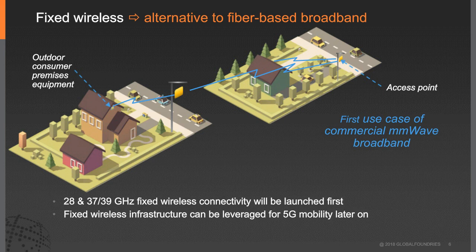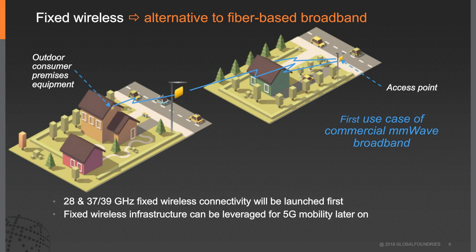As you can see in the figure, there are access points which provide fixed wireless connectivity at 28 gigahertz and 39 gigahertz. The access points talk to the outdoor antenna, which would be the customer premise equipment, and then you get internet connectivity. Fixed wireless will be the first millimeter wave broadband application, and it can be leveraged then for 5G mobility later on.